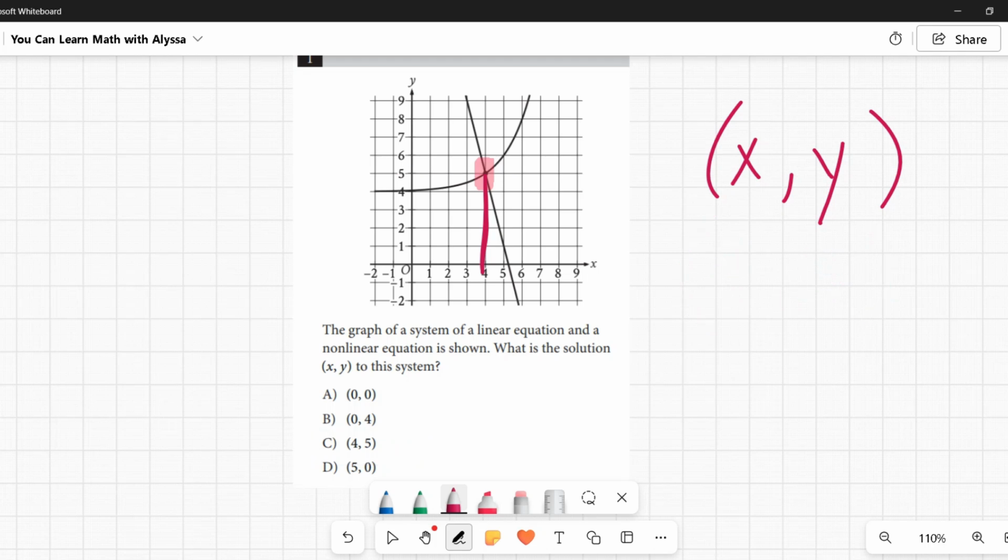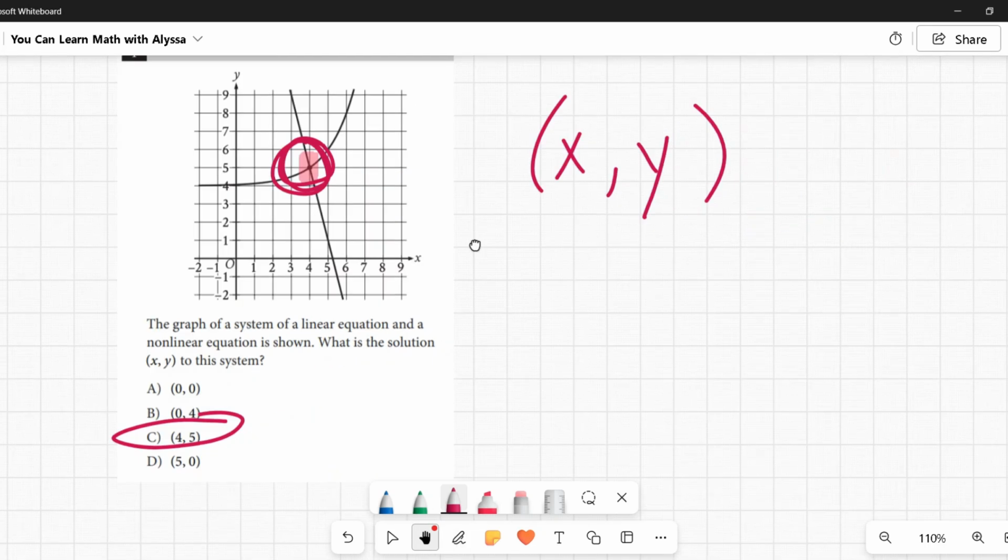Something to note here, if you look at what they're trying to get you to do, you have like 0, 4, and 5, 0, these other answers. They're trying to trick you into finding where it crosses the x or y axis, because if it is a single equation, linear or nonlinear, a lot of times when we talk about solutions, we're talking about where it crosses the x-axis. So don't be pulled in by that. This is a system of equations. It's where they cross each other, wherever that is. Here it is, 4, 5.